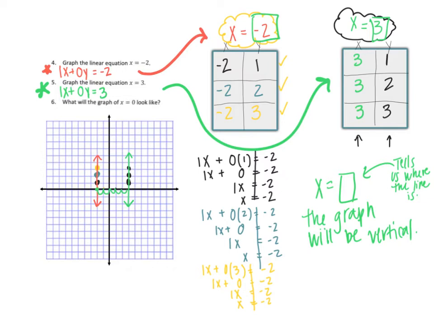We're going to move on, and we're going to see what it looks like when we have an equation that says y equals something. The last thing here asks us, what will the graph of x equals 0 look like? Well, it's going to be vertical, and it's going to be directly on the y-axis. Okay, because x equals 0, so it's just going to stay right here on this line. Okay, and we're done here.